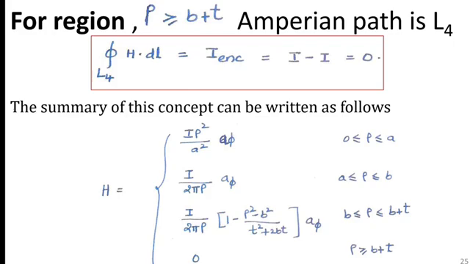So we can summarize the total H in the four different categories as H equal to I rho square divided by a square into a phi for 0 less than or equal to rho less than or equal to a. I divided by 2 pi rho into a phi for a less than or equal to rho less than or equal to b. I divided by 2 pi rho into 1 minus rho square minus b square divided by t square plus 2bt, into a phi, for the region b less than or equal to rho less than or equal to b plus t. And in the last case it is 0 for rho greater than or equal to b plus t. This is the conclusion of the applications of Ampere's circuital law.